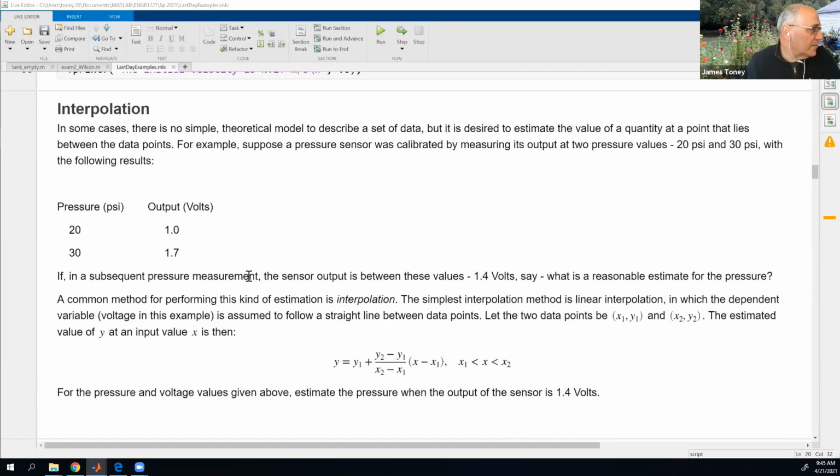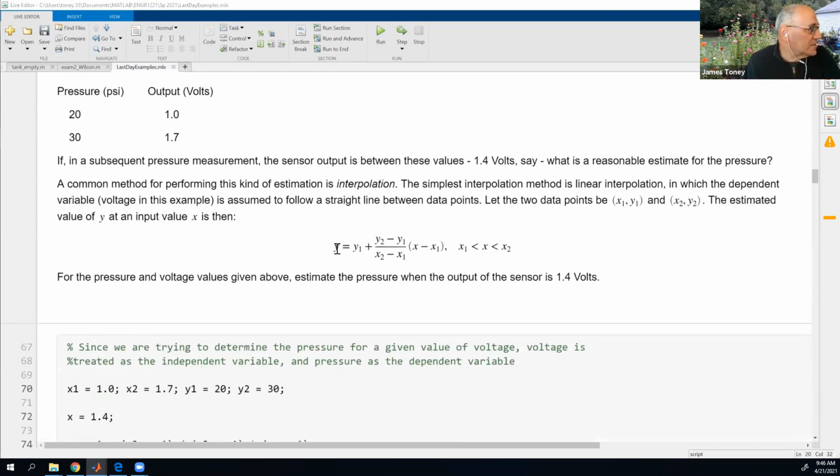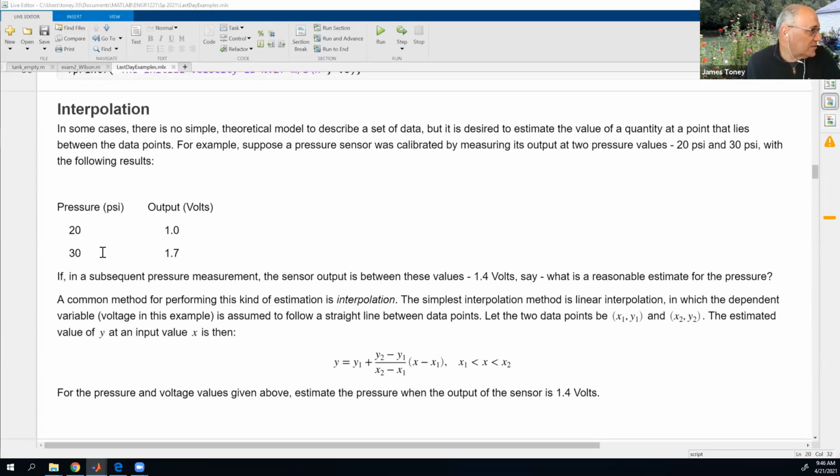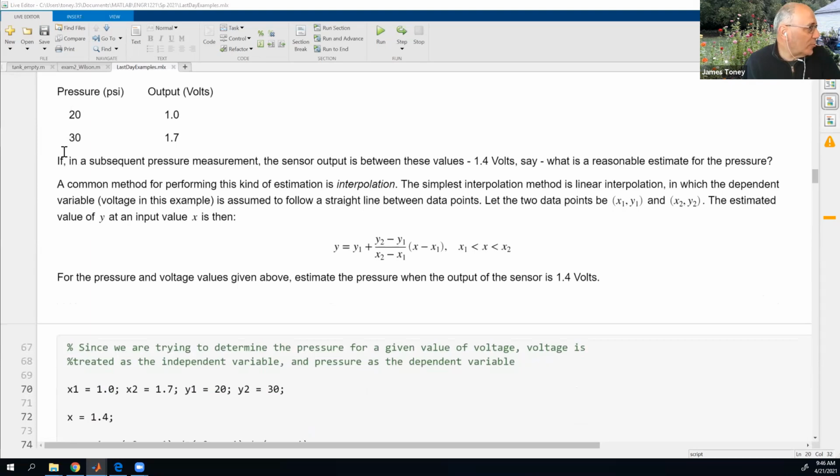All right. Then the other thing, which we've done before and we're going to revisit now, is interpolation. This is the equation that we showed you back when we did this exercise, where I had you look it up in Wikipedia. When you have known points, let's say we're calibrating a transducer, so we measure its response at two known values. Let's say it's a pressure transducer. We measure the output voltage at two known values of pressure, and then we want to be able to interpolate between them.